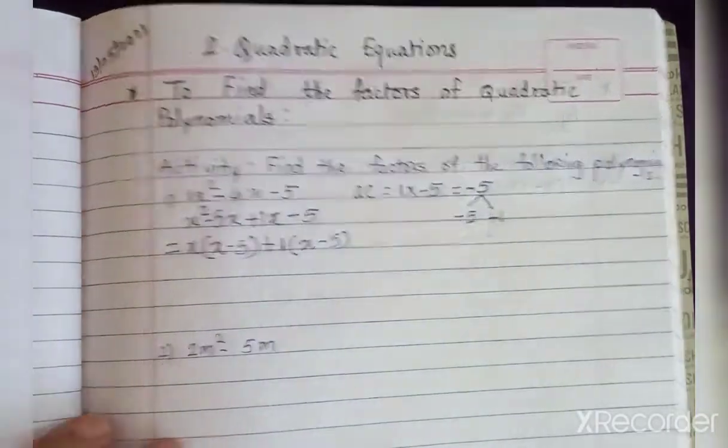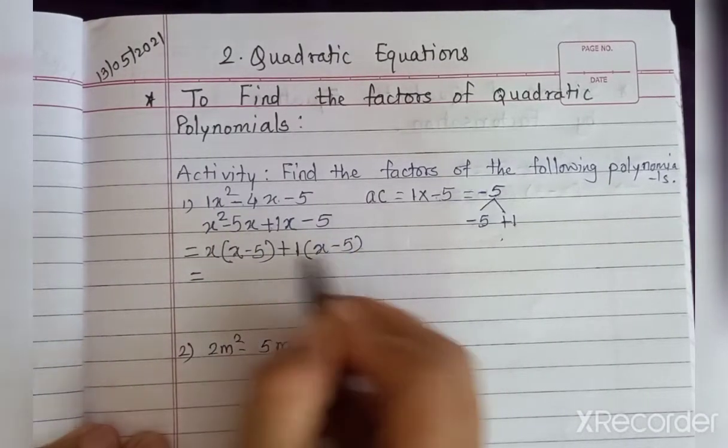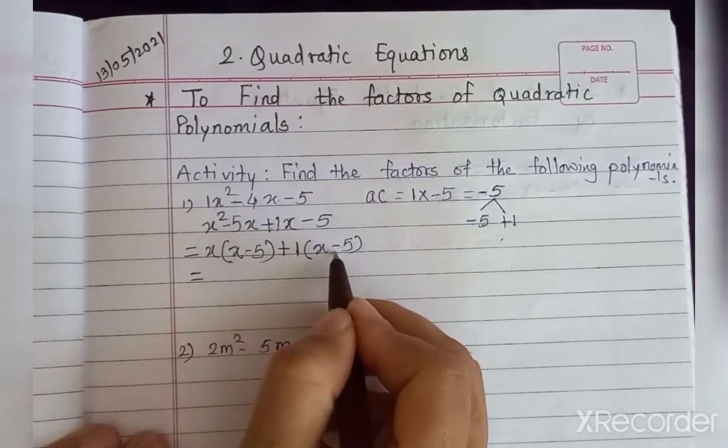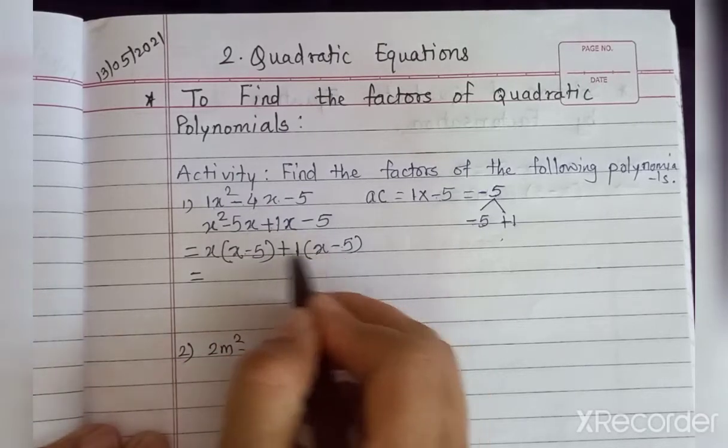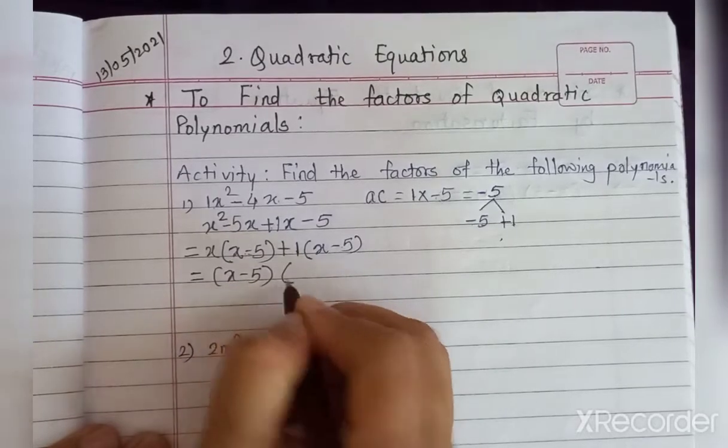Now from the first term and from the second term we can see x minus 5 is the same term. So I am taking x minus 5 in common. So what is left behind?